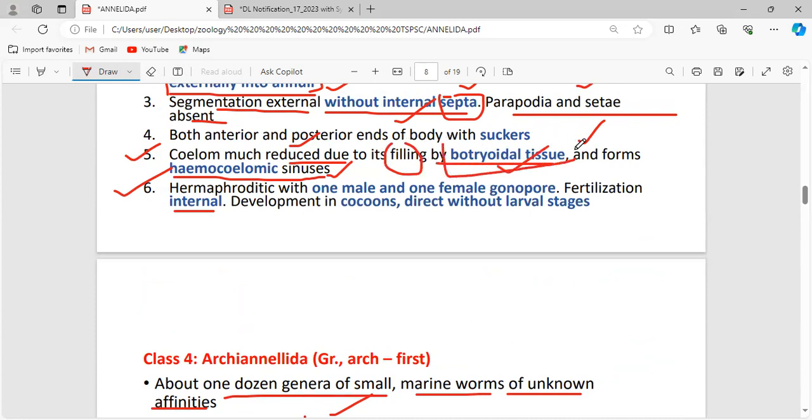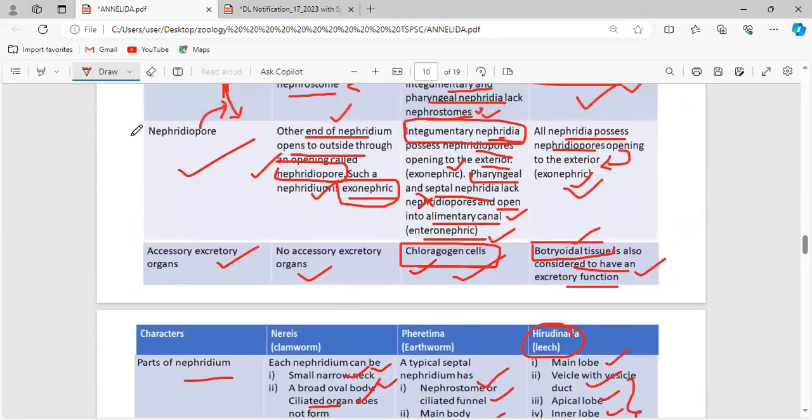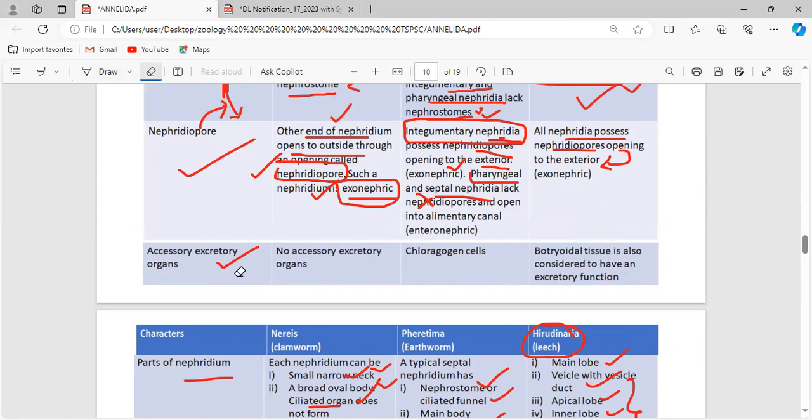And again, because of the presence of this botryoidal tissue, the organisms also have the capacity to eliminate the waste which is present inside the body cavity. See, we have studied that this botryoidal tissue is an accessory organ going to help in the function of excretion. No doubt in that. Of course, the main function of nephridia is to eliminate the waste.